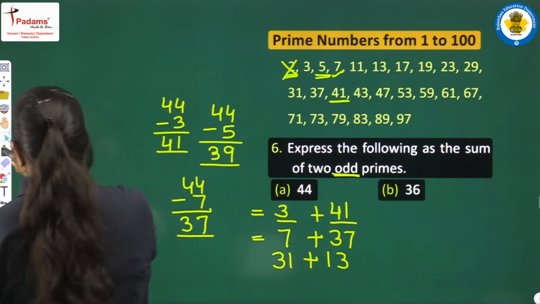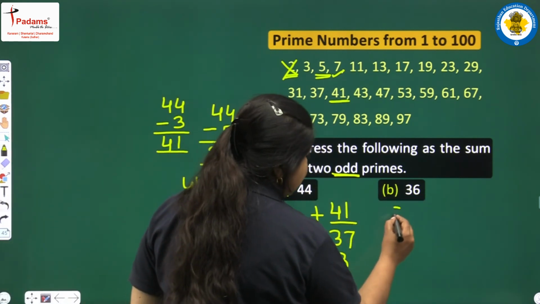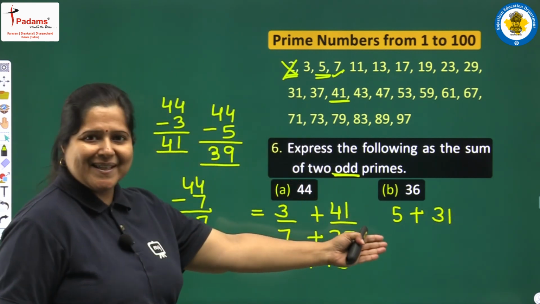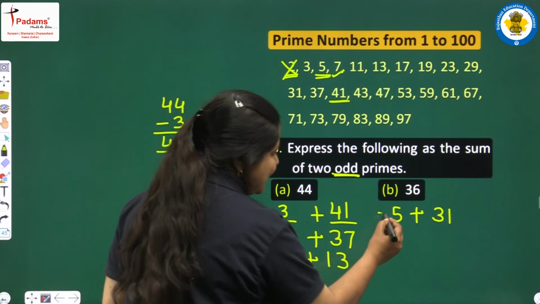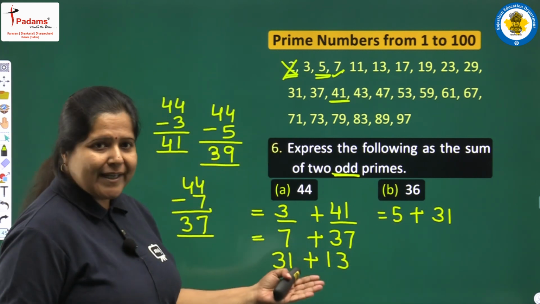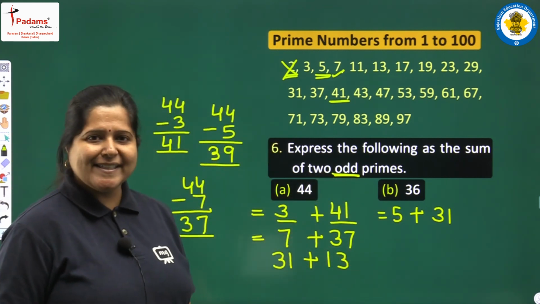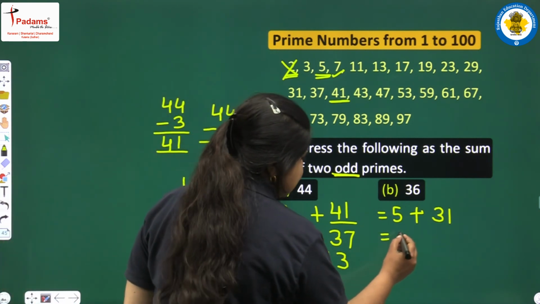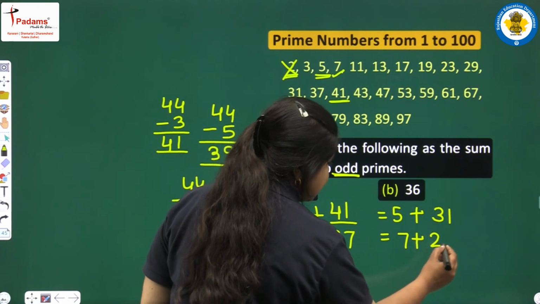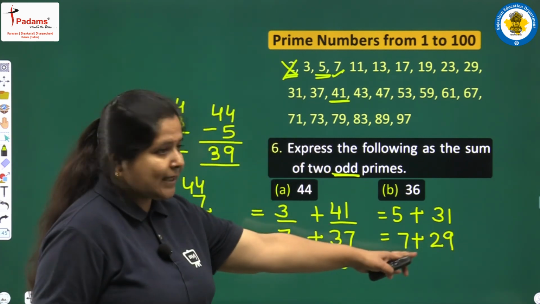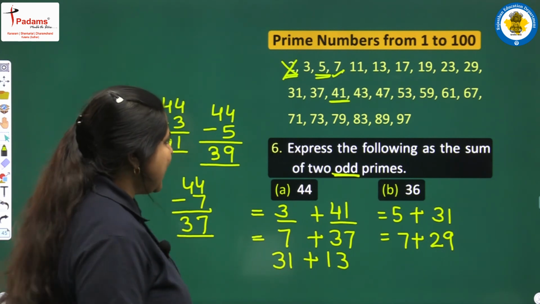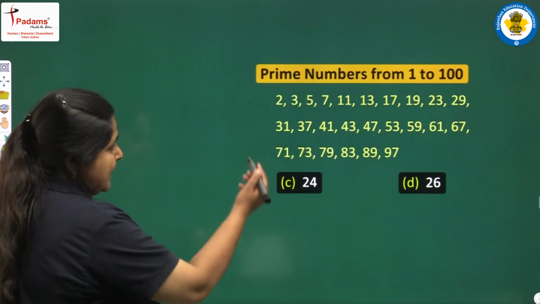We take the first number, suppose, as 5. Then the other one will be 31. Yes. Now the two numbers are prime, odd, and their sum is coming up to be 36. We can find other such pairs also. We can take, suppose if we take 7, then it's 29. Again, both the numbers are prime and their sum is coming out to be 36. We have 2 more such numbers.